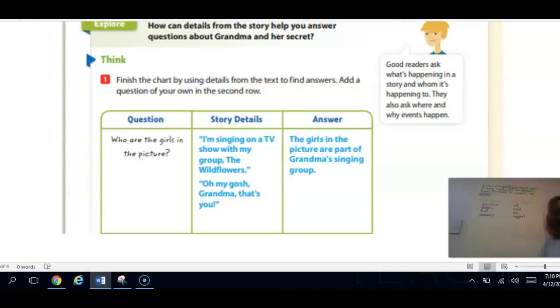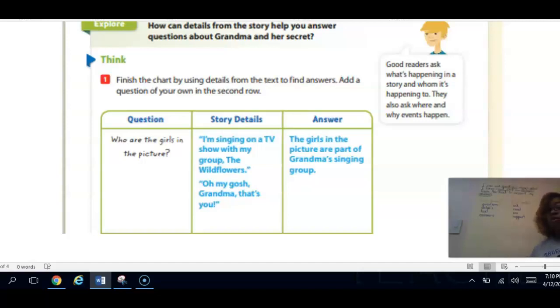So we're going to start with the first question. The first question is, who are the girls in the picture? Well, the details in the text tell us, I'm singing on a TV show with a group, the Wildflowers. Oh my gosh, Grandma, that's you? And so the answer to the question, who are the girls in the picture? They're a part of Grandma's singing group.